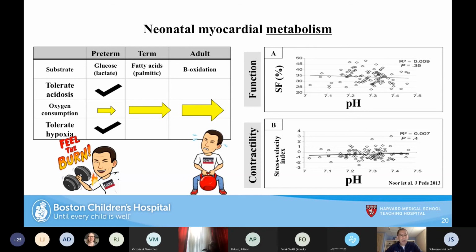This has been further highlighted by work by Shahab Nouri as early as 2013, where he looked at measures of function in figure A on the y-axis and measures of contractility in figure B on the y-axis, and showed that irrespective of the pH, all the way ranging from 7 to 7.5, the function and the contractility were relatively preserved.